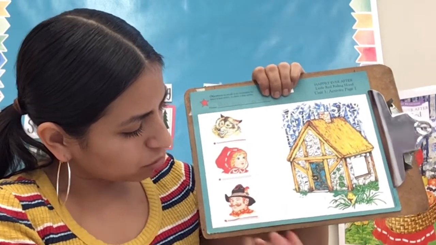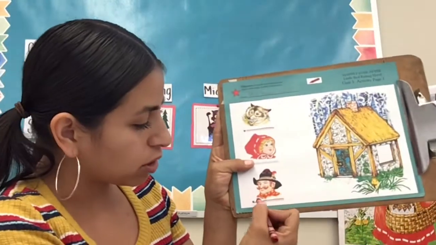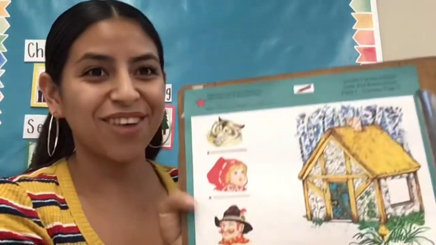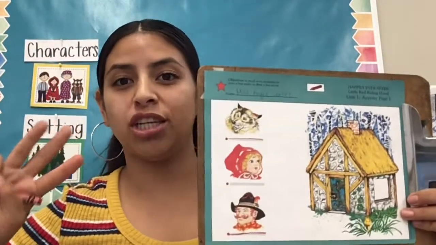So we're going to underline that character from left to right. And do you see how my paper is moving? This is why it's always good to hold your paper so it doesn't move. Good job.